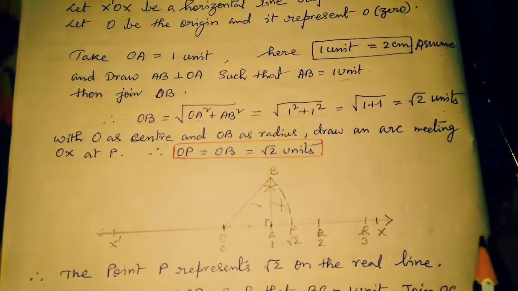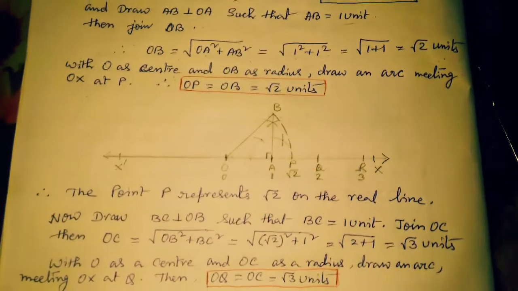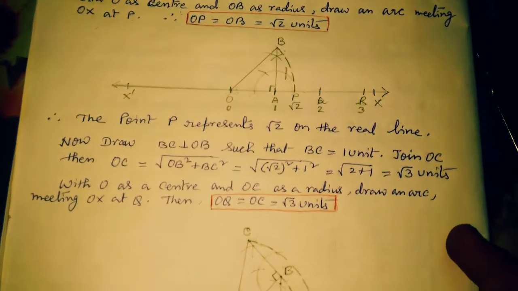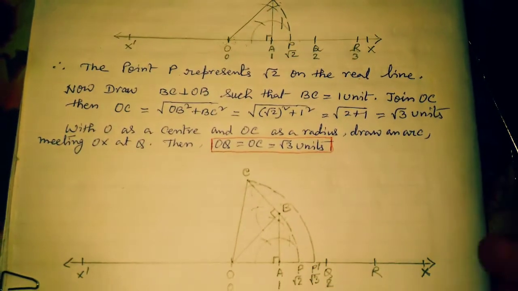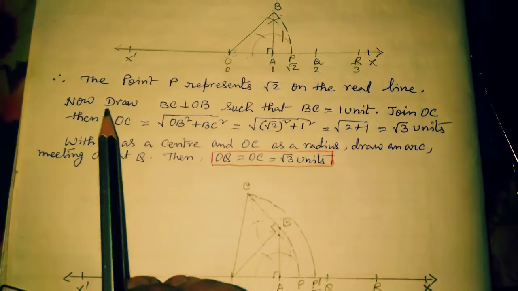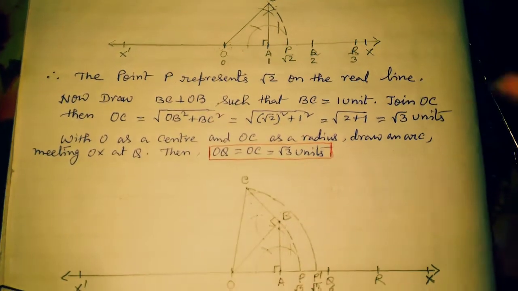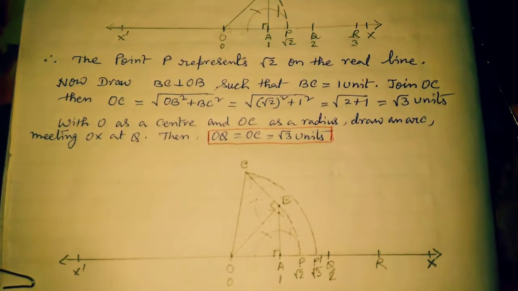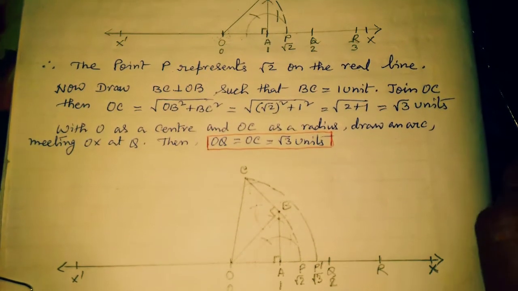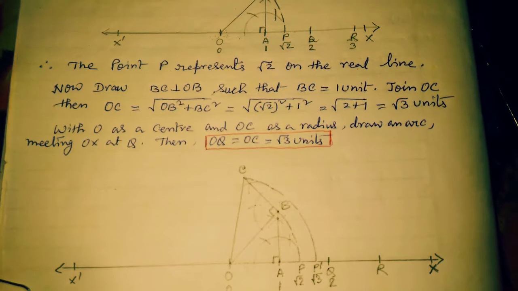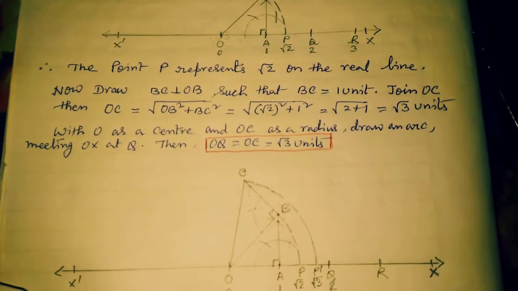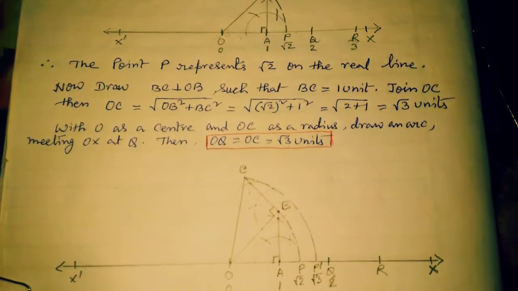Clear, student? Now the next part will follow. Now draw root 3 on the number line. How to draw root 3 on the number line will follow here. Again, what is given: now draw BC perpendicular to OB. After drawing root 2, it is possible to draw root 3. So only if you draw root 2 on the number line is it possible to draw root 3 in the next step. Otherwise it is not possible to draw root 3 directly on the number line.